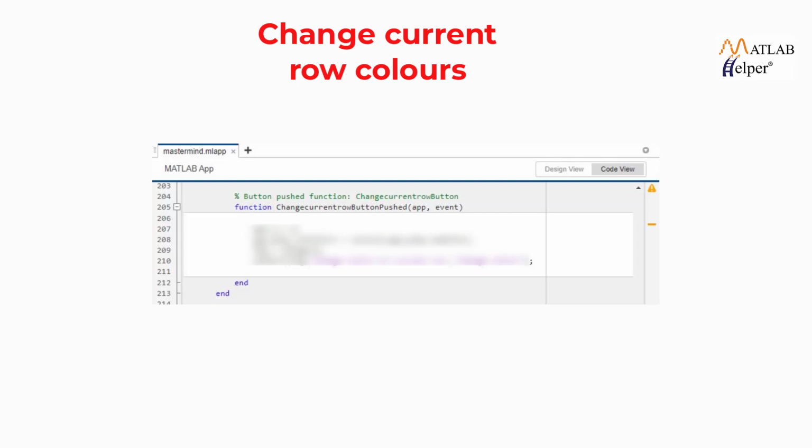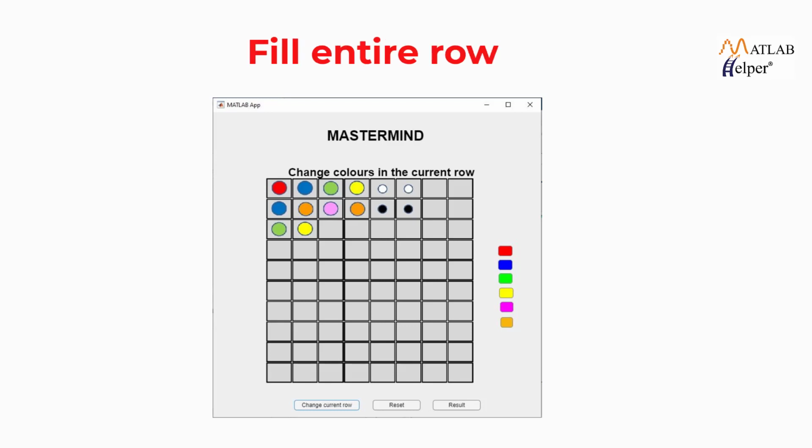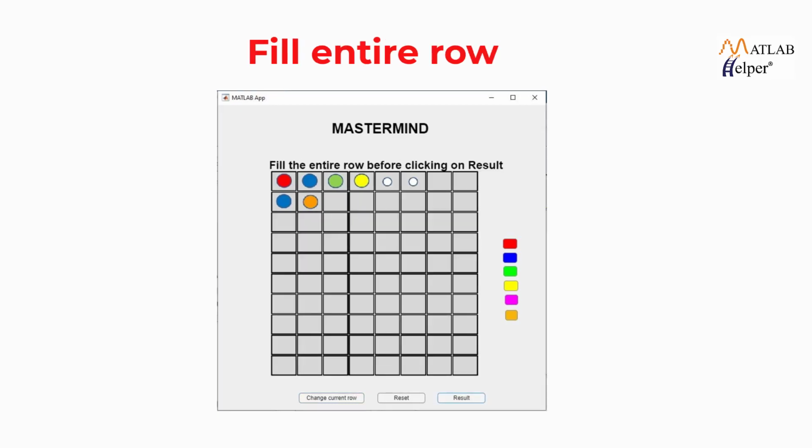Once he is done with the guess, he must confirm his guess by clicking on the result button. The player can see the results of his guess only after filling the entire row and clicking on the result button, and will be prompted to fill the whole row if he hasn't already. Once the result of the current row is displayed, he can select the colors for his next guess.